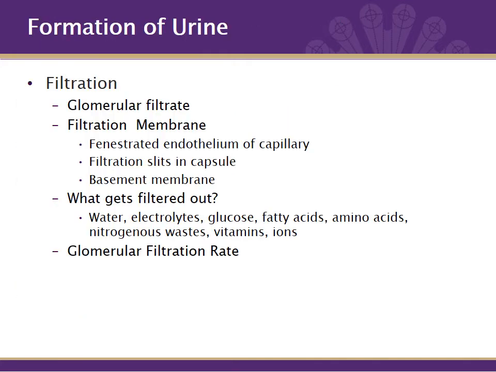The formation of urine is a three-step process. It begins by making filtrate in the glomerulus. Glomerular filtrate is the fluid that has been filtered from the blood plasma in the glomerulus and throughout the nephron. Fluid passes from the glomerulus, i.e. capillaries, into the glomerular capsule via a filtration membrane.